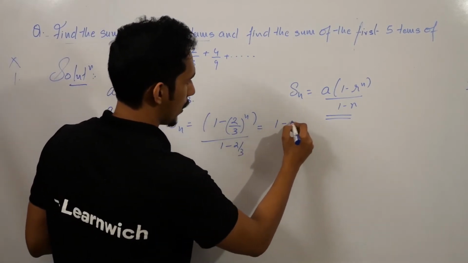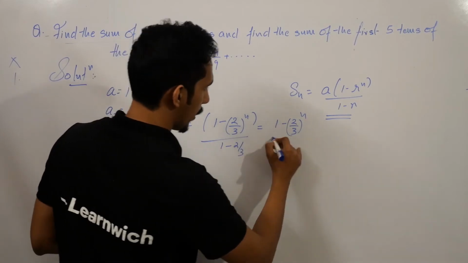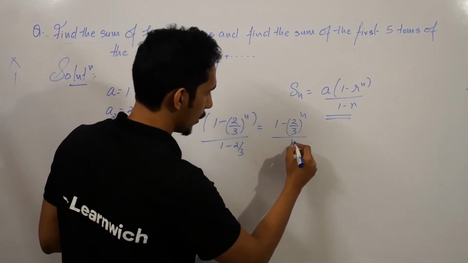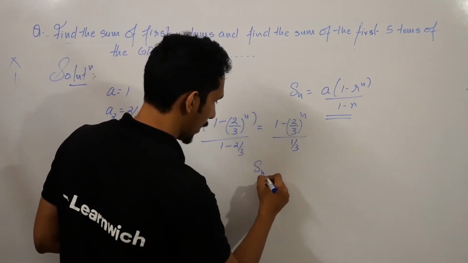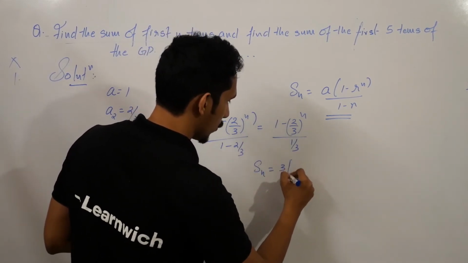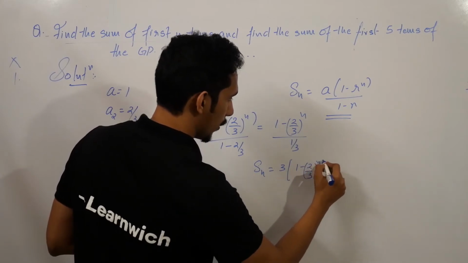So this is 1 minus 2 by 3 the whole raised to n divided by 3 minus 2 over 3, which is 1 by 3. The 3 goes to the top, so you have Sn is equal to 3 into 1 minus 2 by 3 the whole power n.